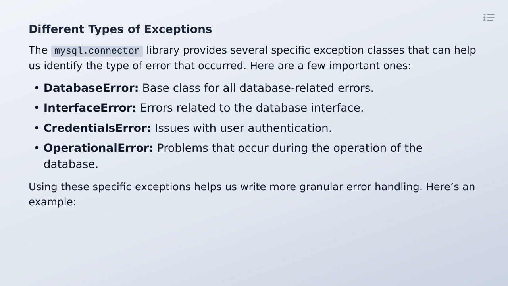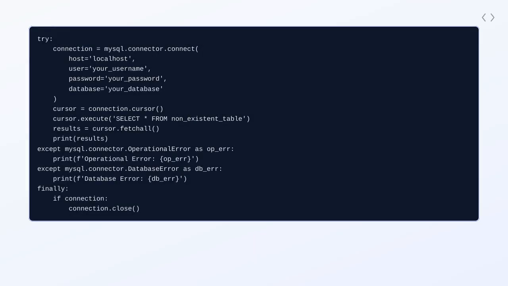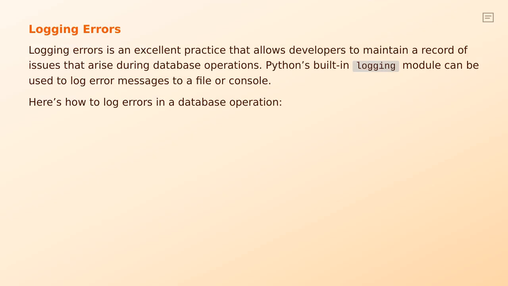Here's an example. I'll let you read the examples on screen rather than reading every line aloud. So, logging errors is an excellent practice that allows developers to maintain a record of issues that arise during database operations. Python's built-in logging module can be used to log error messages to a file or console.